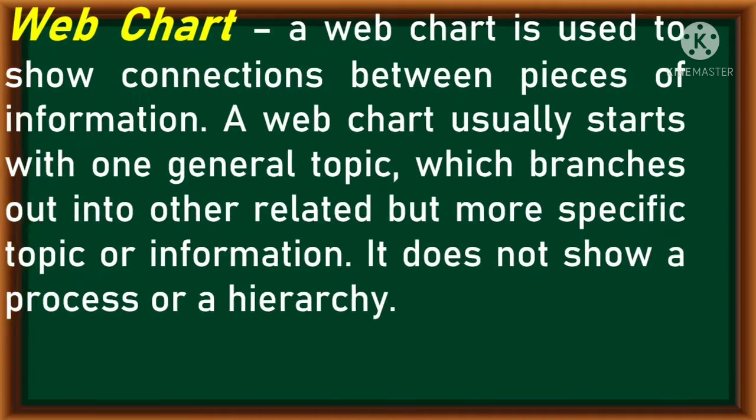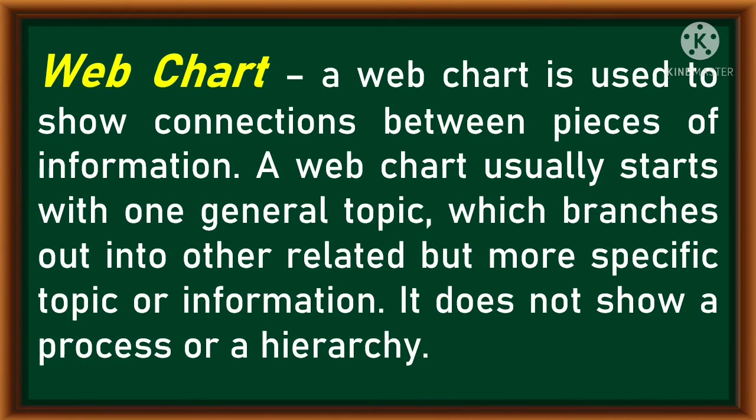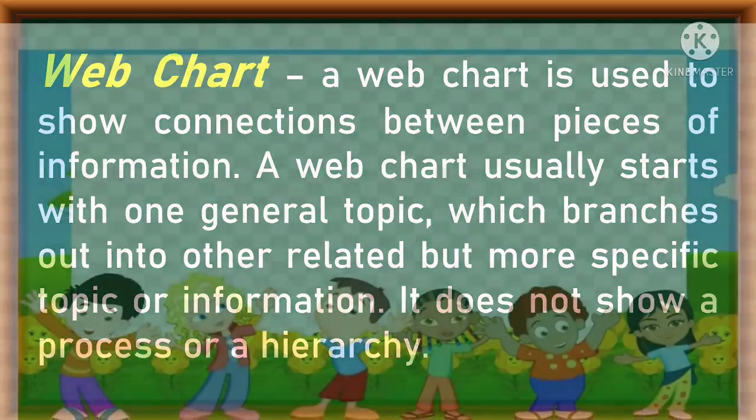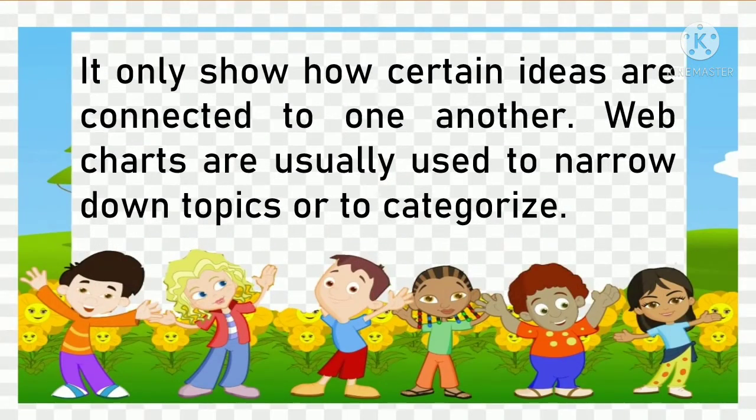Next is web chart. A web chart is used to show connections between pieces of information. A web chart usually starts with one general topic, which branches out into other related but more specific topic or information. It does not show a process or a hierarchy. It only shows how certain ideas are connected to one another. Web charts are usually used to narrow down topics or to categorize.